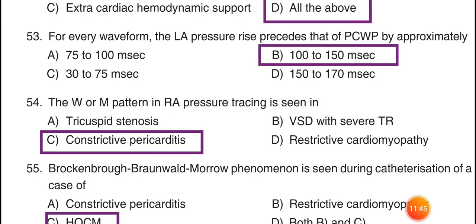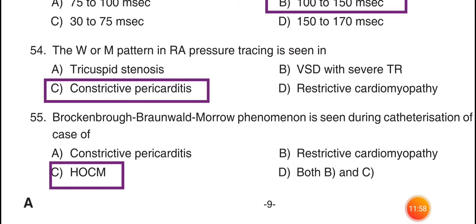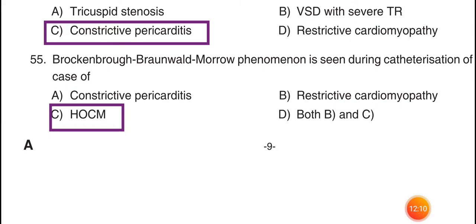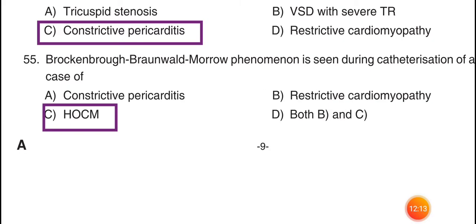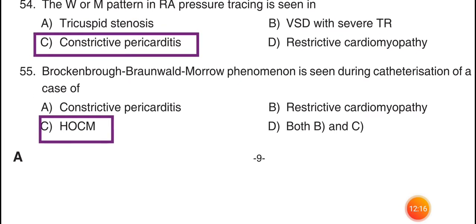53. For every waveform, the LA pressure rise precedes that of PCWP by approximately option B, 100 to 150 millisecond. 54. The W or M pattern in RA pressure tracing is seen in option C, constrictive pericarditis. 55. Broken Braunwald-Brockenbrough phenomenon is seen during catheterization of a case of option C, HOCM.